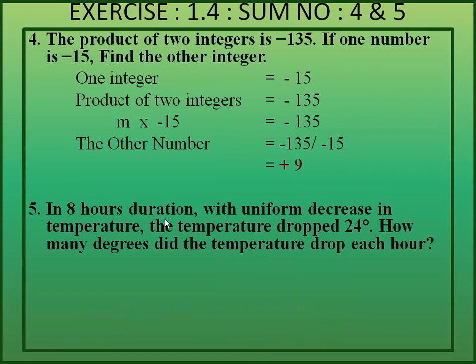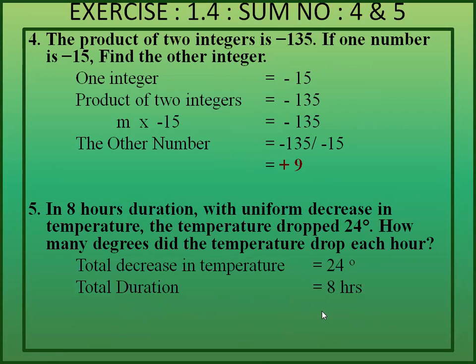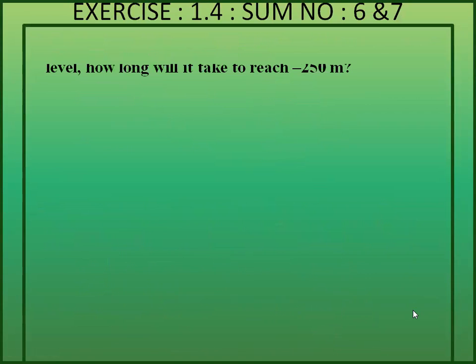In an 8 hour duration, with uniform decrease in temperature, the temperature dropped 24 degrees. How many degrees will the temperature drop each hour? So the total drop in temperature is 24 degrees, and the total duration is 8 hours. So the decrease in temperature every hour will be 24 divided by 8. So 3 degrees decrease every hour. So for 8 hours, 24 degrees have reduced.